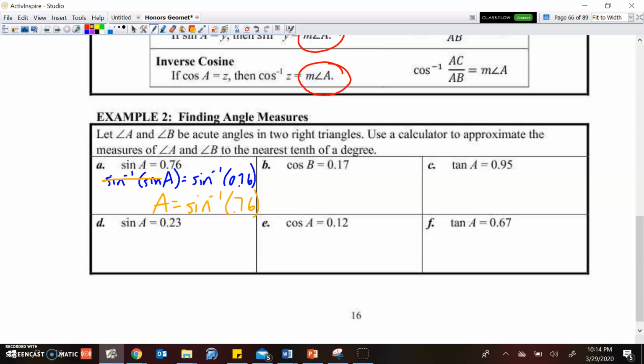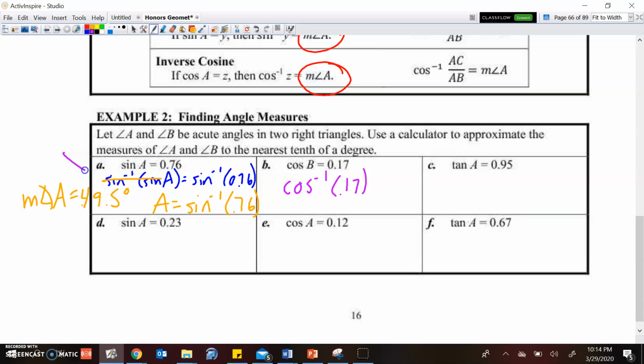We are going to get rounded to the nearest tenth of a degree. That means that the measure of angle A is about 49.5 degrees. Okay? All right, for the remaining ones, I'm not going to set it up that way. I'm just going to do the inverse function. So this one here is going to be cosine inverse of 0.17.